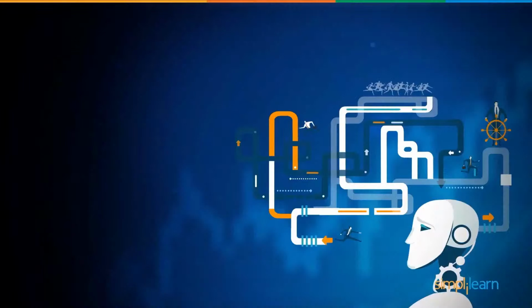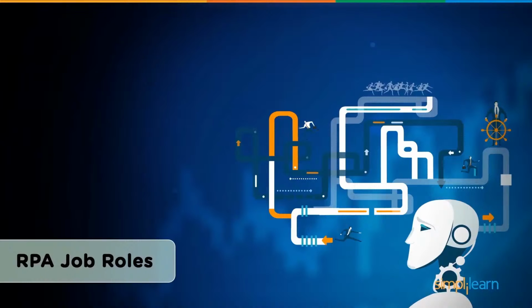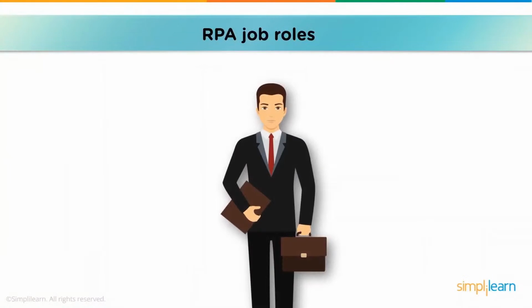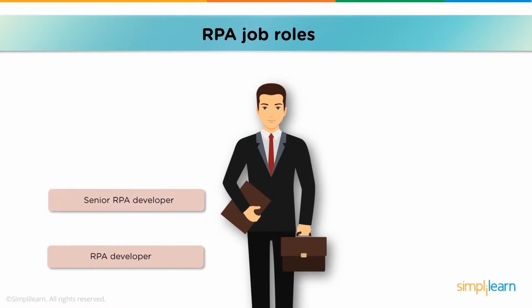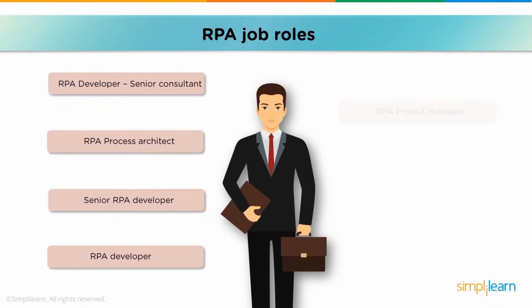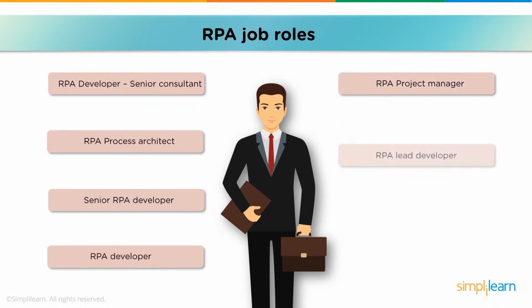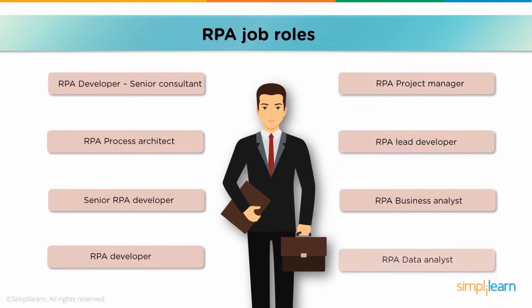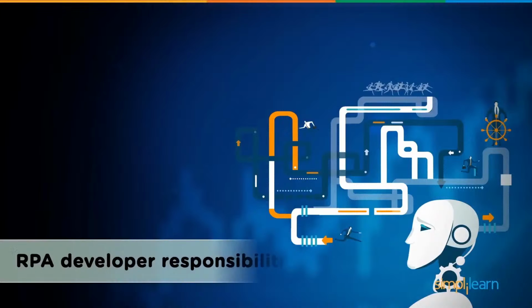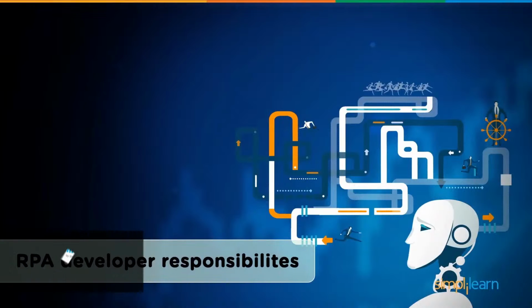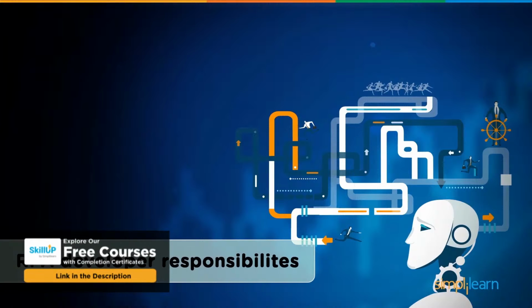Now that we've established that RPA has a steep growth curve, let's look at the RPA job roles that you should look out for. We have the RPA developer, senior RPA developer, RPA process architect, RPA developer senior consultant, project manager, lead developer, business analyst, and RPA data analyst. Now, these job roles come with specific responsibilities depending on the designation. However, there are a few common responsibilities of an RPA developer. Let's go ahead and check them out.